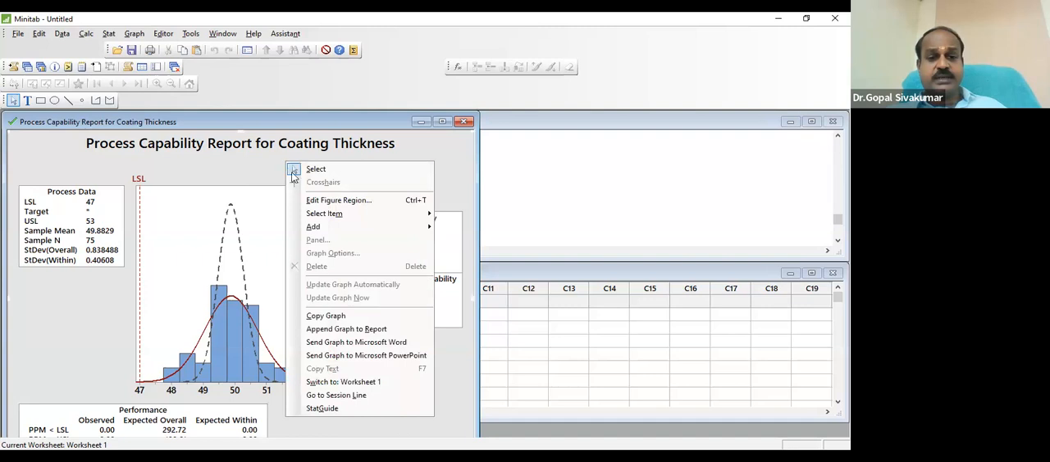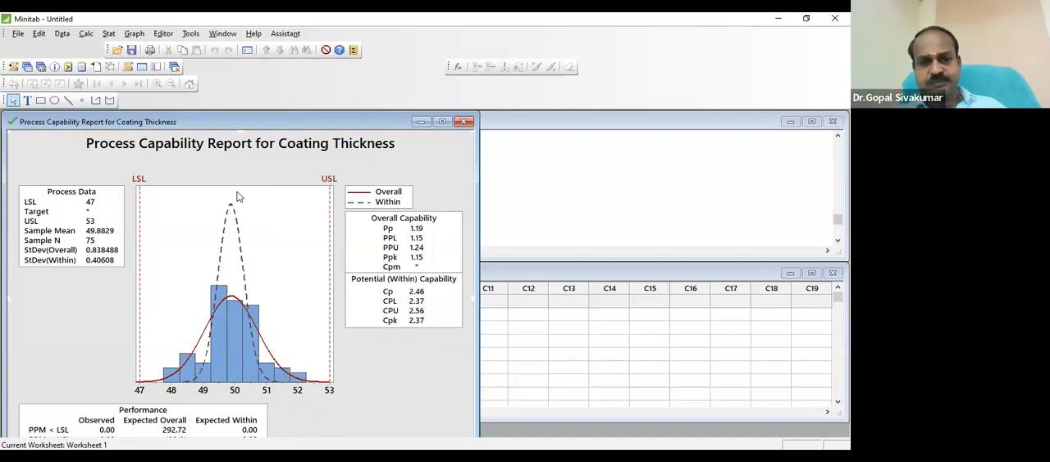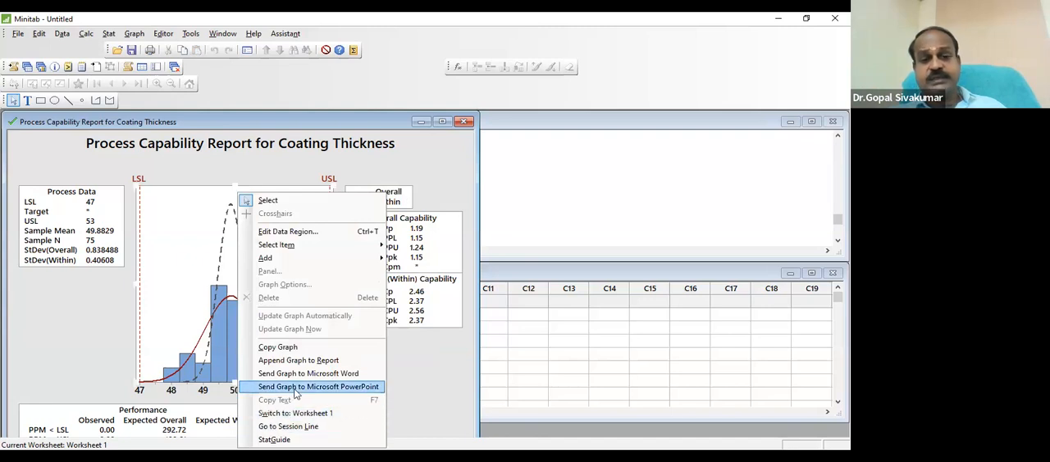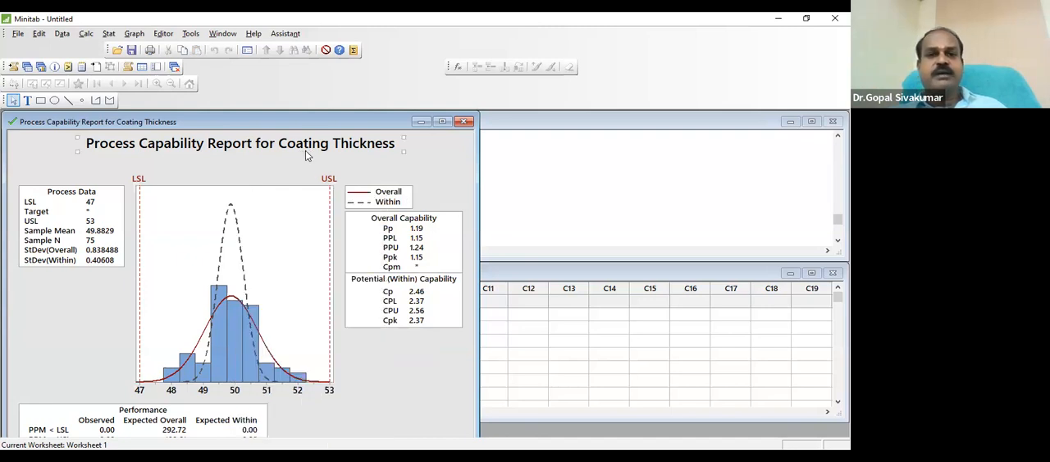Now you can right click. You can send it to your PowerPoint. You can present it. Right click, send the graph to PowerPoint. I have sent it to PowerPoint and now you can see the same graph in my slide. The last slide it will have.